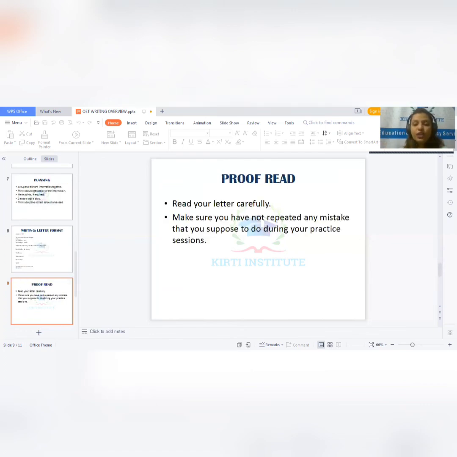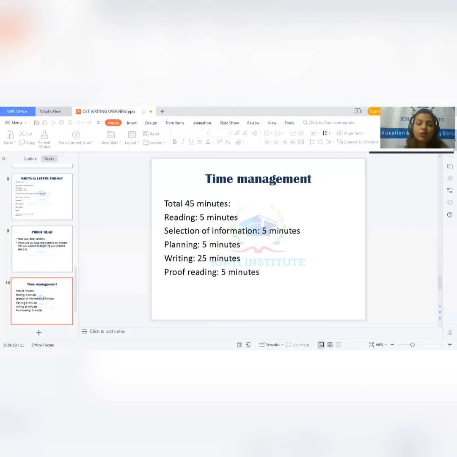Now, once you finish your writing, it's vital to proofread. You will have to read your own letter and make sure you have not repeated any mistake that has been corrected by your trainer. If you do so, you will be able to identify your 2 to 3 mistakes. Sometimes that makes a huge change in the OET exam. So this is about the writing.